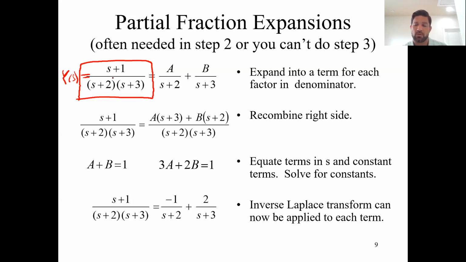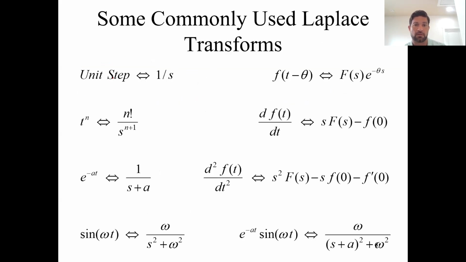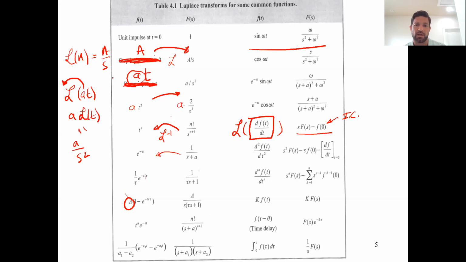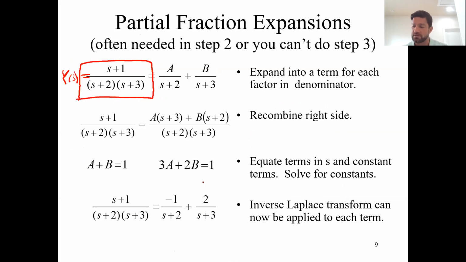Once we apply the Laplace operator and solve for y of s, the next step is to do the inverse Laplace. What we have to do is make it look like something that looks like what's in this table. So the things that show up in this table, we can see we have these terms that look like this. There's various other terms. Now we have to make this look like values from the table, and one of the ways that we can do that is called partial fraction expansion.